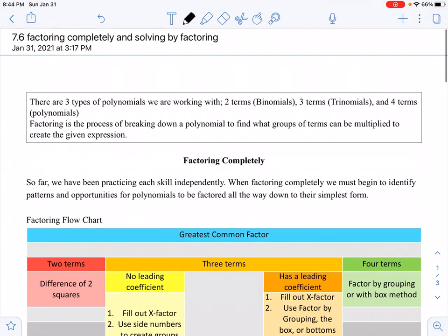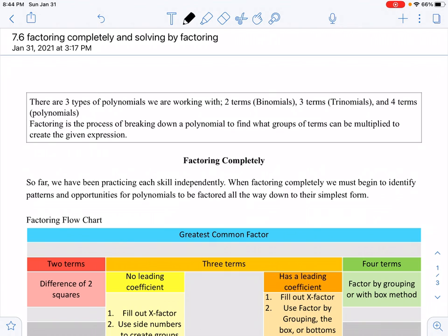Welcome to 7.6. We are going to be factoring completely and then solving by factoring. There are two components to this lesson. The first, we're going to work through a process of factoring. And the second, we are going to take that to the next step, which is solving by factoring. So we've been factoring expressions, and now we're going to move into factoring equations.